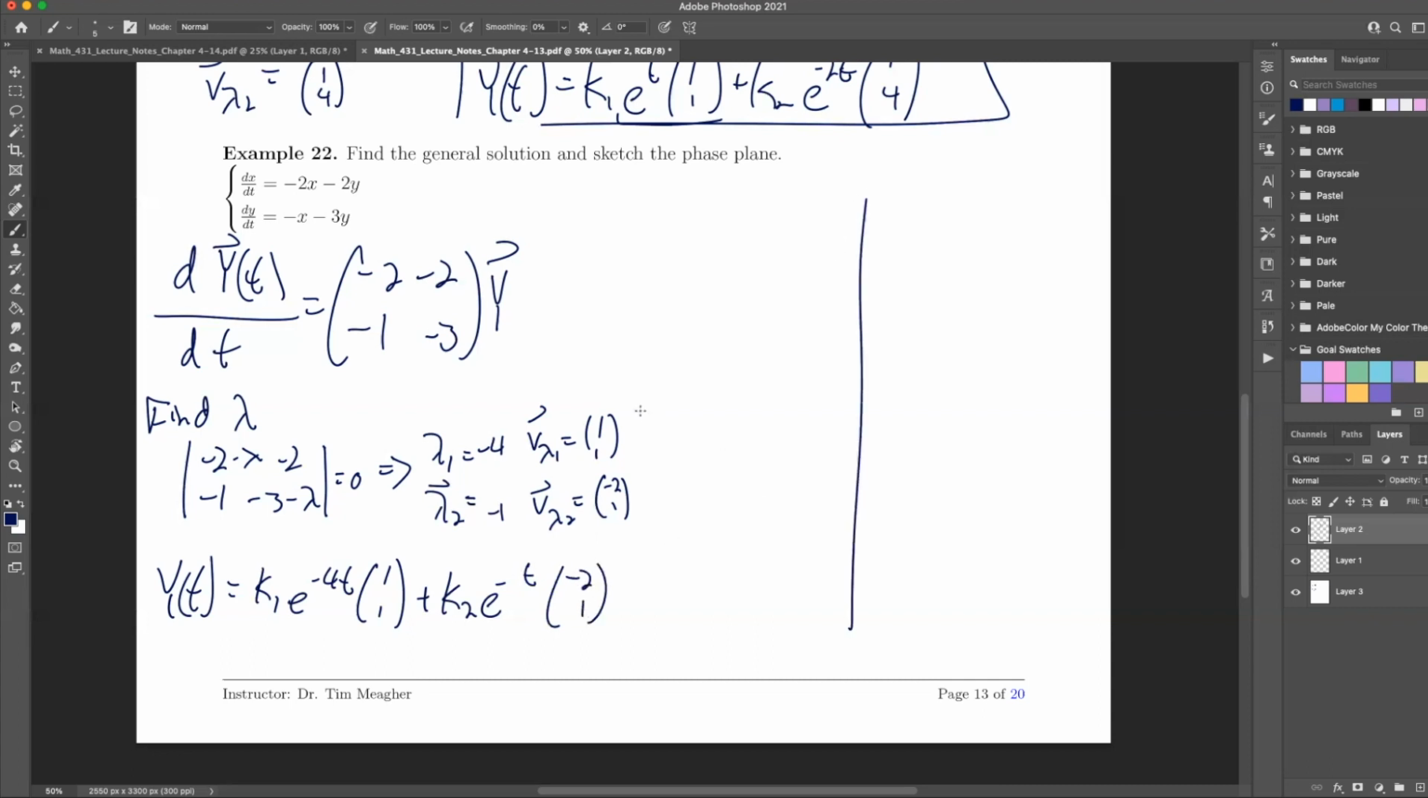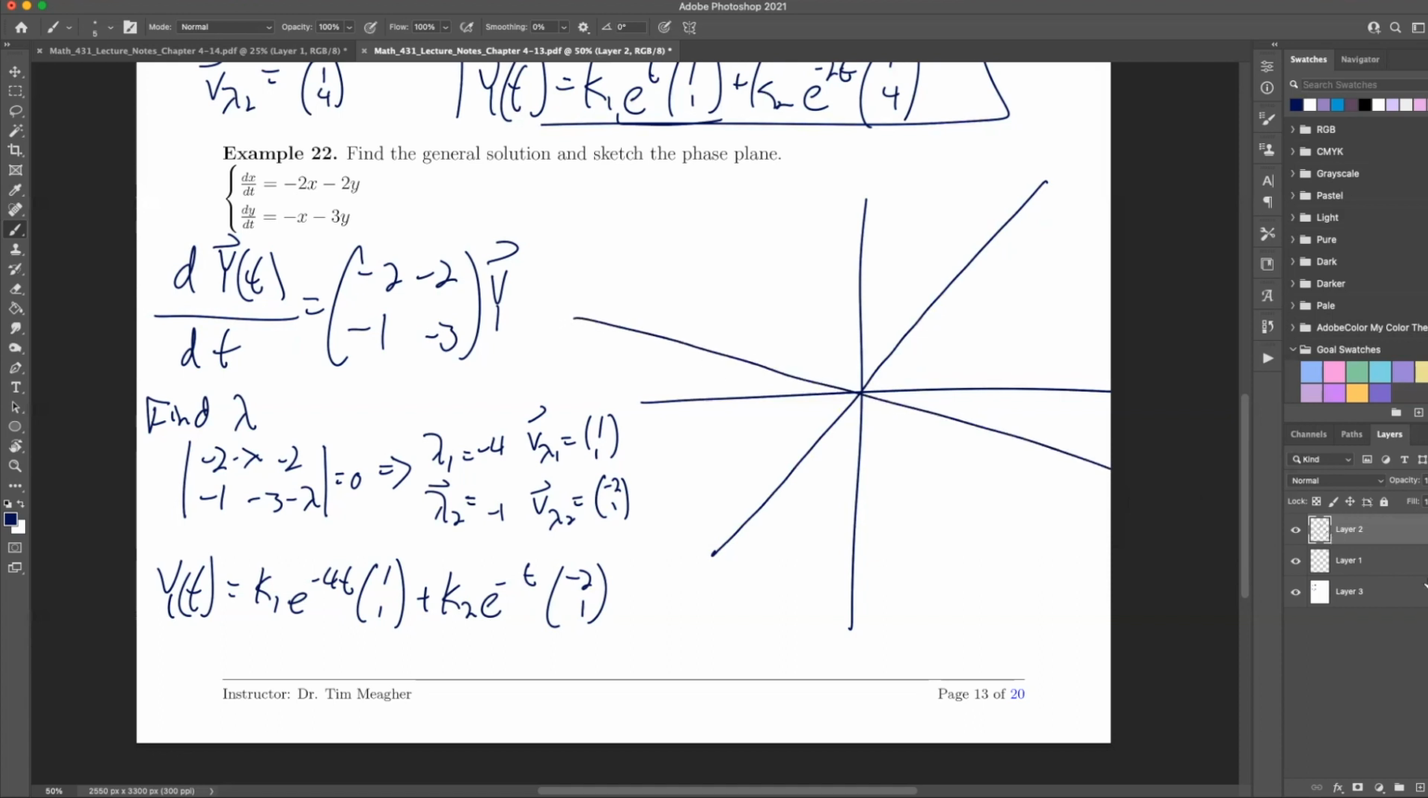All right, so let's go ahead and draw that in. Here we have this one at 1 and 1. I got rid of too much. There we go. And this is at minus 2, 1, so something kind of like that. That's good enough, right? This one, on the 1, 1 line, it's going in, and this one's also going in.